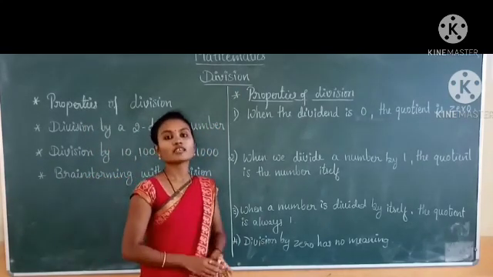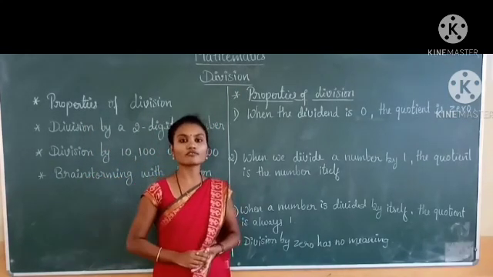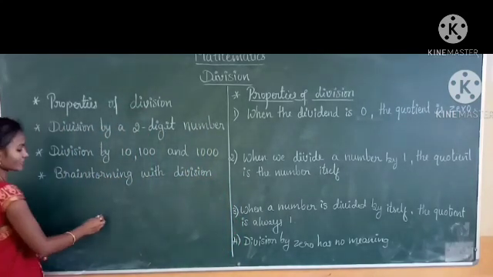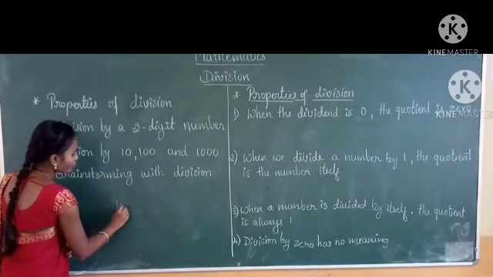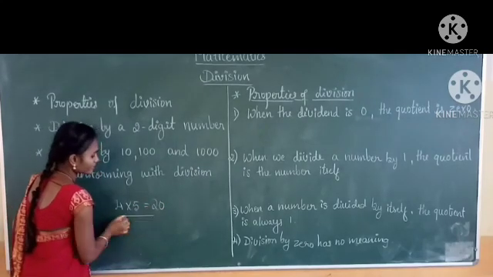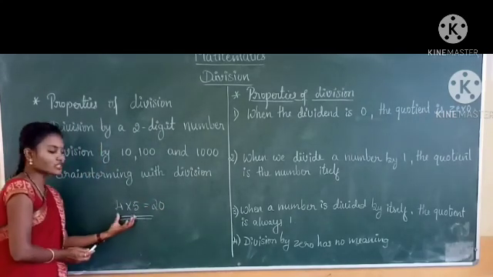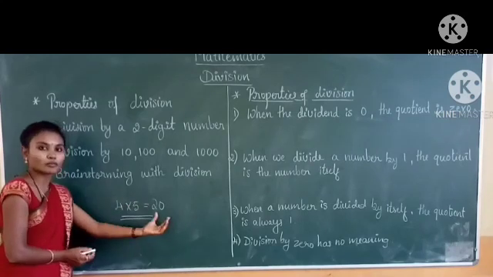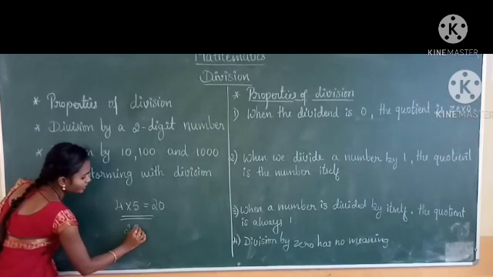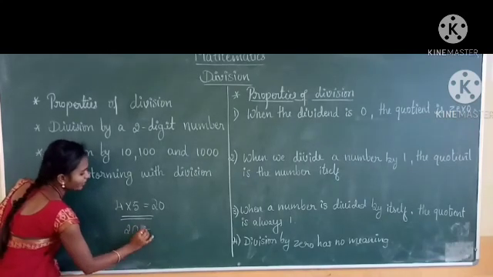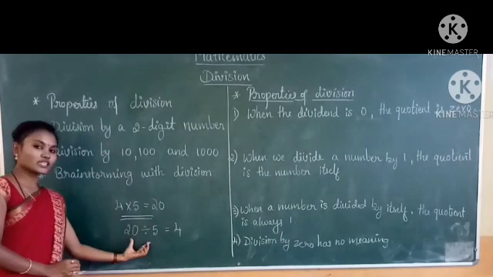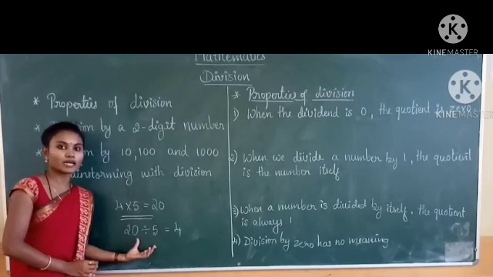We already know that division is the inverse process of multiplication. For example, we know that 4 5s are how much? 4 5s are 20. This is multiplication. Division is the inverse process of multiplication. For example, we know that 4 5s are 20. So if we divide this 20 by 5, you will get the answer as 4.